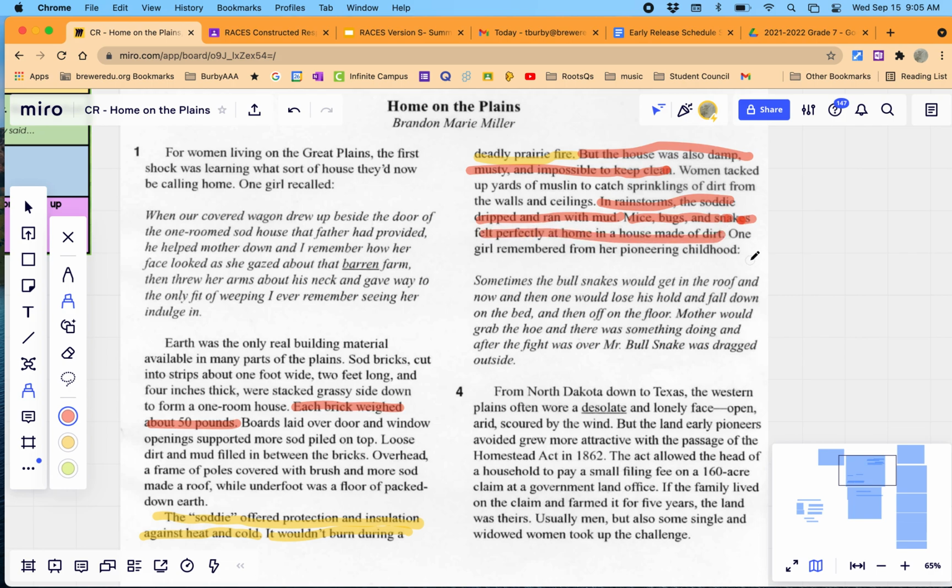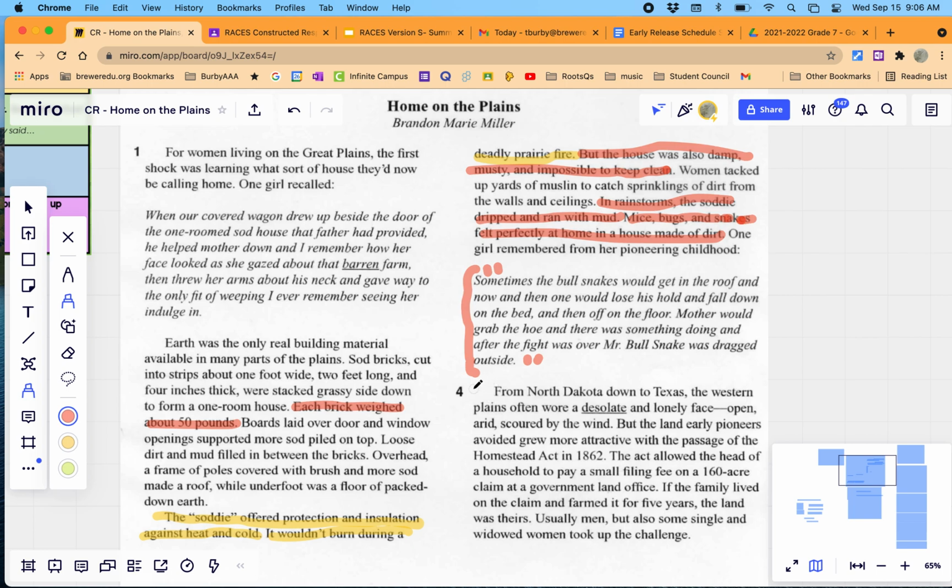One girl remembered from her pioneering childhood, "Sometimes the bull snakes would get in on the roof, and now and then one would lose his hold and fall down on the bed and then off on the floor. Mother would grab the hoe and there was something doing, and after the fight was over, Mr. Bullsnake was dragged outside." That's kind of cool, and you might want to use that. That's definitely a negative. For me, I would use that with quotation marks around it if I wanted to. That's a way to get a 4, is to actually quote the text. So maybe I'll use that.